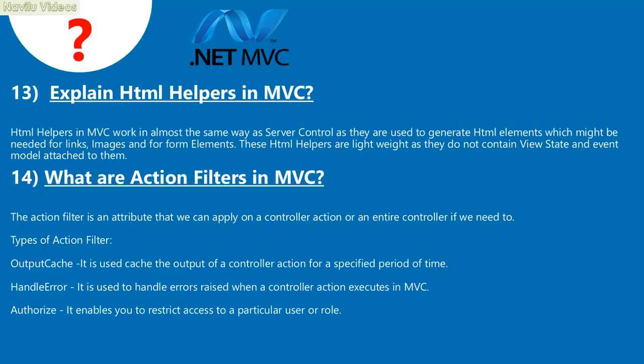14. What are action filters in MVC? The action filter is an attribute that we can apply on a controller action or an entire controller if we need to. Types of action filter: OutputCache, used to cache the output of a controller action for a specified period of time. HandleError, used to handle errors raised when a controller action executes in MVC. Authorize, which enables you to restrict access to a particular user or role.